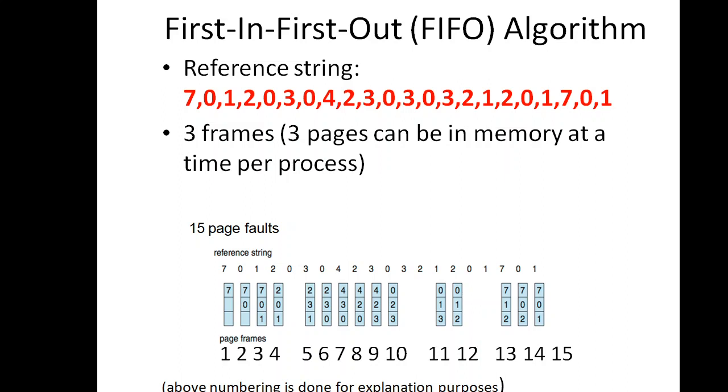How I will replace is in the FIFO format. The oldest page in the frame is 7. 7 was inserted first, so I have to remove 7 and place 2 there. So 7 is replaced, 2 is inserted. The head is gone now, so 2 becomes the tail. Now what will be the head of the queue? The head of the queue will be 0.